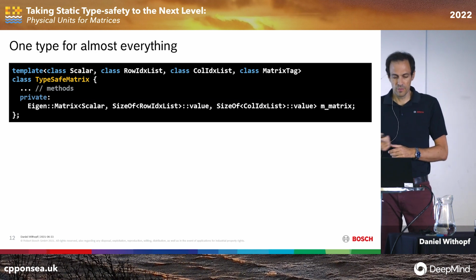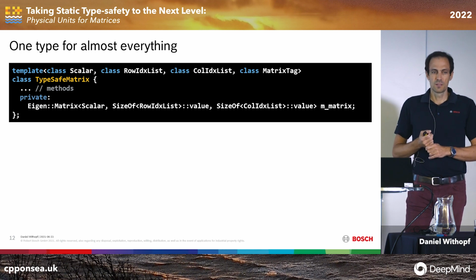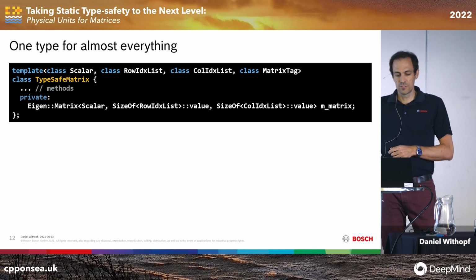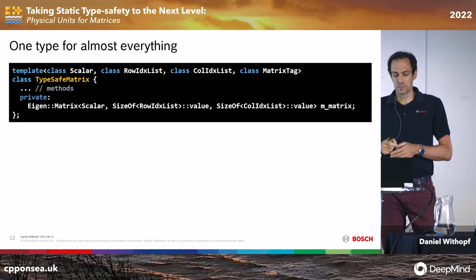And the only member in that class is an Eigen matrix in that case. So I have different bindings. I also have one for place and for our in-house library. And that's simply an Eigen matrix here with a given scalar type. And we take the size of the rows in the column index list as the size of the matrix. Fairly easy.